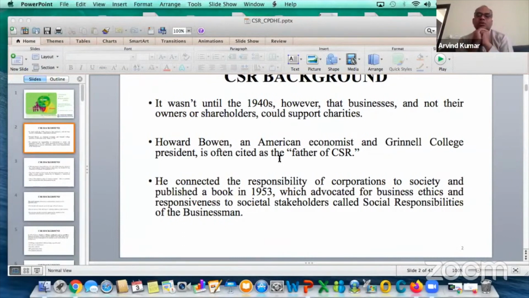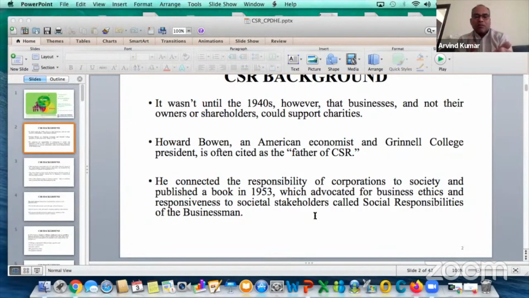I've already spoken in my opening remarks about how Indian business houses were contributing to social causes. But when we look at it from the evidence point of view, we found several evidences from the Western, especially the American context. So Howard Bowen was the one who really established the connection between the corporations and the society. He published a book in 1953, and he advocated business ethics and responsiveness to the societal stakeholders, called the social responsibilities of the businessman.